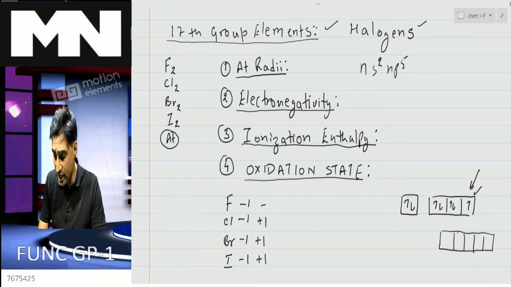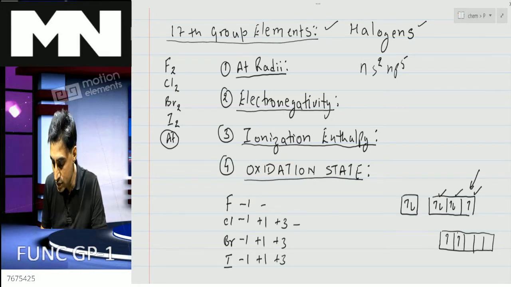In chlorine, bromine, and iodine, one more possibility is there, that one of the electrons from the p subshell can get unpaired. It can jump to the d subshell. When it jumps to the d subshell, you will have 3 unpaired electrons. So they can exhibit an oxidation state of +3 also. Well, if another electron from the p subshell also jumps to the d, you will get 5 unpaired electrons. So they can exhibit an oxidation state of +5 also.